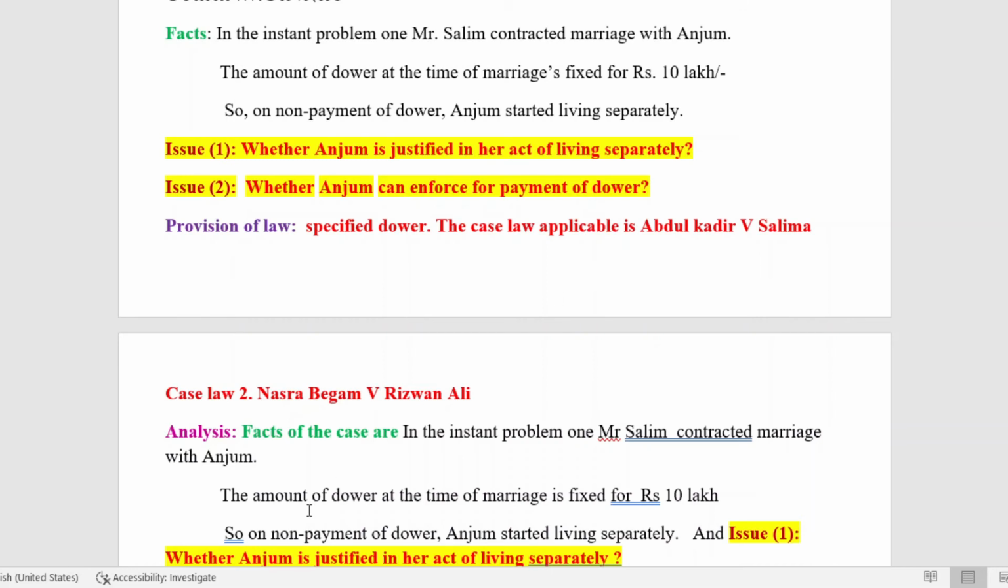Suppose the marriage has not been consummated. Then the wife can deny the restitution of conjugal rights.